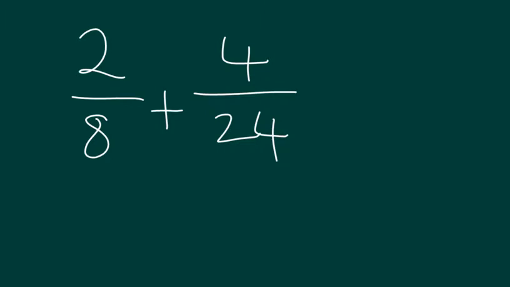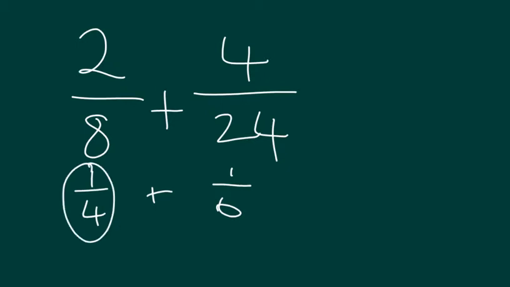So Anton, you changed your 2/8 to 1/4, didn't you? Yep. And then what did you change your other one to? 1/6. Okay, is he correct? Yes. He is correct, because they're both equivalent fractions of the ones above. But does it help him solve the problem?